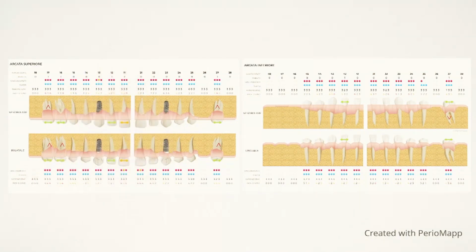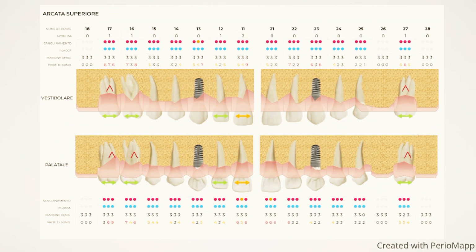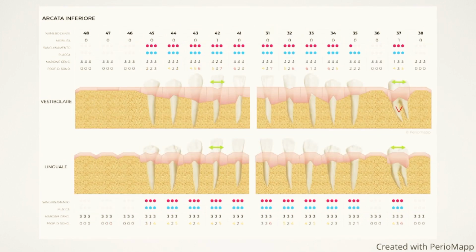This is the result of the assessment of the probing, and we have in the upper jaw bleeding on probing on all the sites, so 100%, with 100% level of plaque, and a lot of sites with 5, 6, 7 millimeters. But not a very severe condition. We see more severe conditions, but the infection is very high because the patient is not compliant at all.